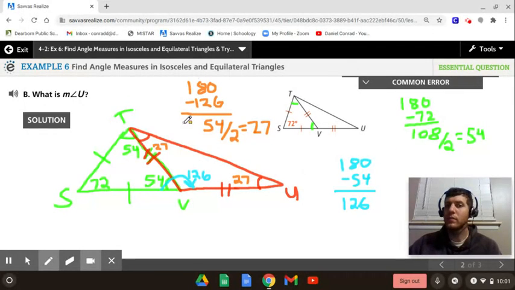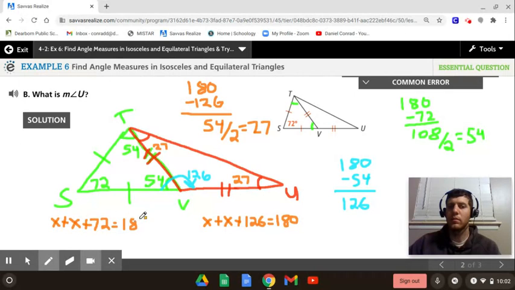Okay, if this way is confusing here, just put in x's instead. So you could have done x plus x plus 126 equals 180. Okay, and then solve for x. And same thing here. You could have done x plus 72 for the first one, right? You could have done x plus 72 equals 180. Okay, and that would have given you 54 in this one, and then 27 for these.